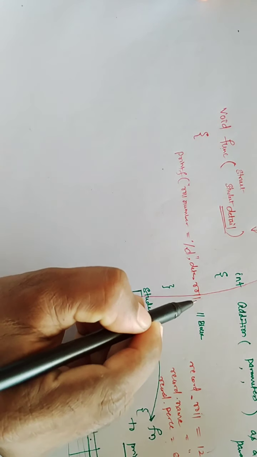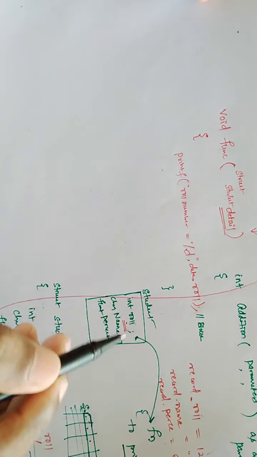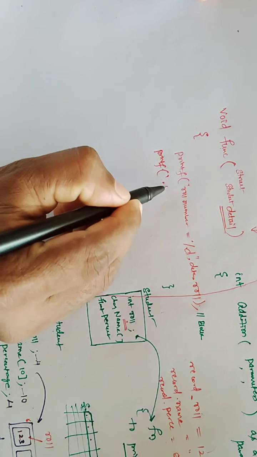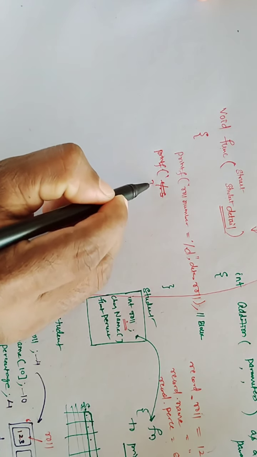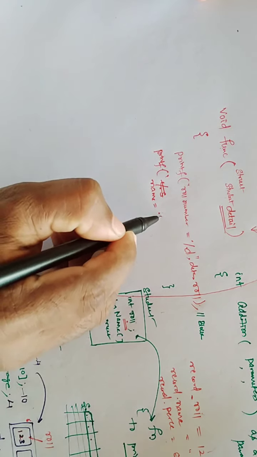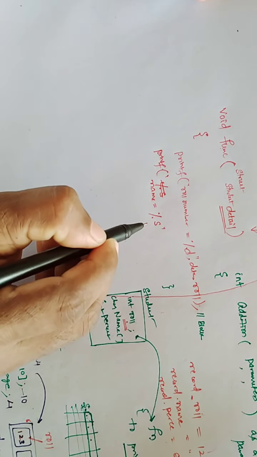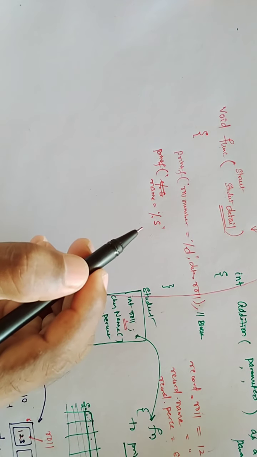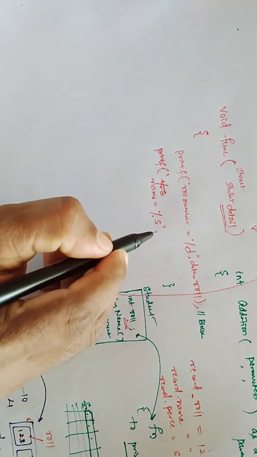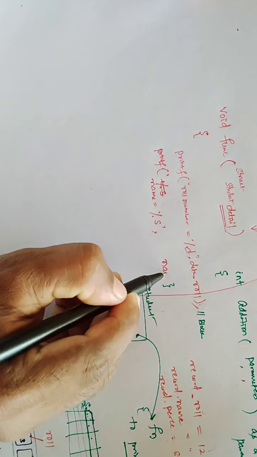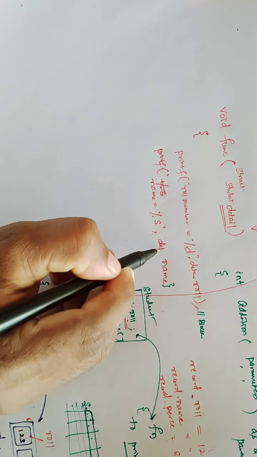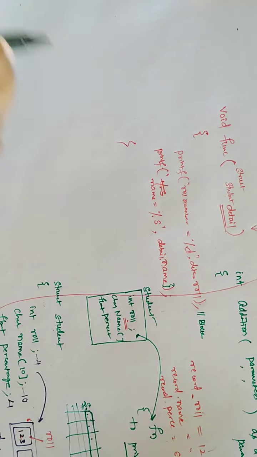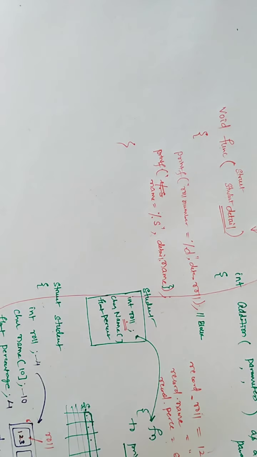Whose value is it? A detail value. Same way, if I want to print name, printf name is equal to percentage s. Yesterday we discussed what percentage s stands for. To print strings, we use percentage s. Comma, name. Whose name is it? Detail name. Something like this. Now we'll continue with an example program.